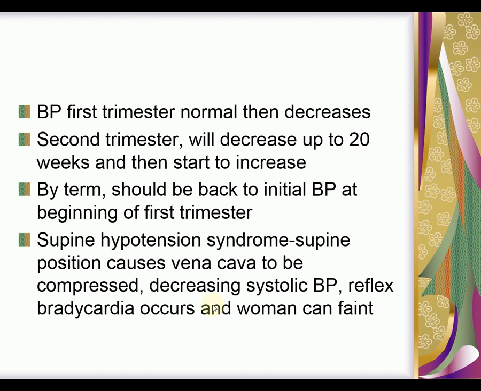If we start seeing an increase in the second trimester before it should start, then we would be thinking, well, that's a little too soon. Maybe I need to watch her for hypertension. By the time they reach term, the blood pressure should be back to what it initially was at the beginning of the first trimester. So first trimester, normal, then it decreases until up to 20 weeks in the second trimester, and then it starts to increase back up. And by the time they're at term, which is 38 weeks, their blood pressure should be normal. If we start seeing something out of the normal, we want to be sure that we are documenting and recognizing that.